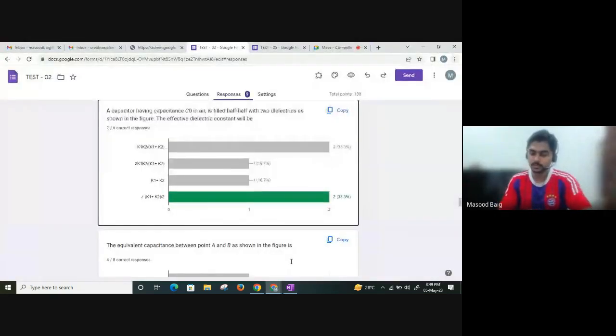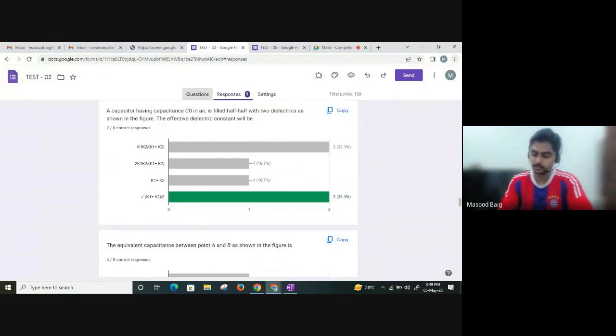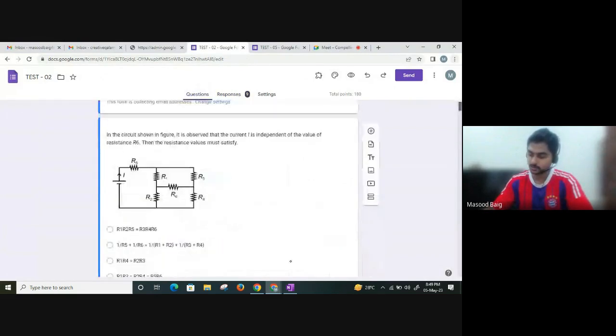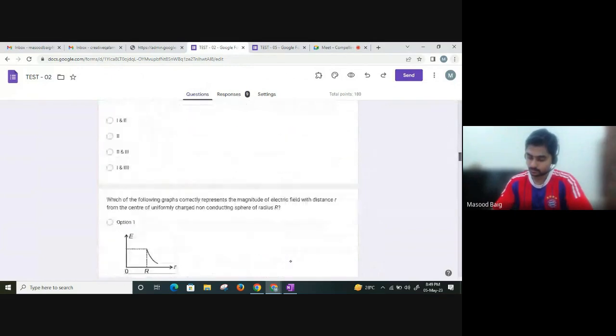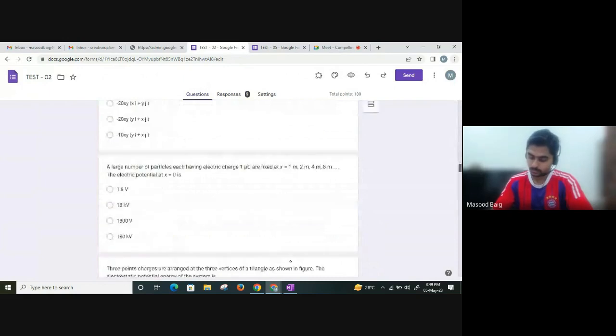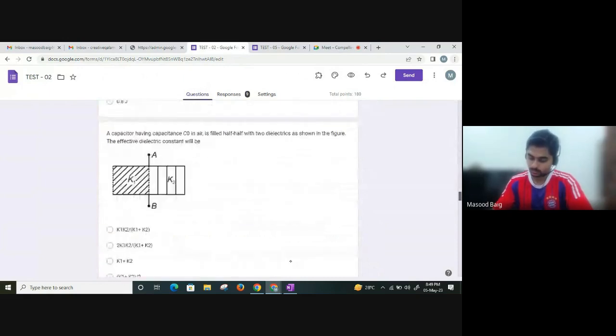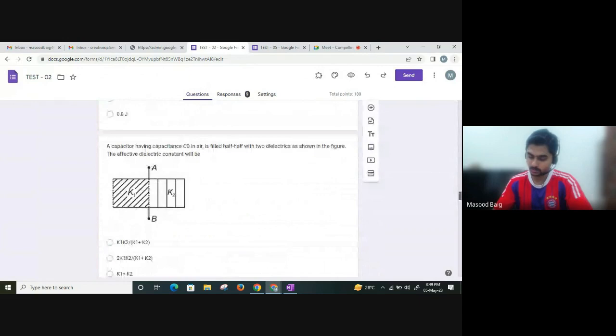So a capacitor has a capacitance C0 in air. It is half filled with 2 dielectrics, it seems. So let me just cross check that question. I think something in this is the case given.